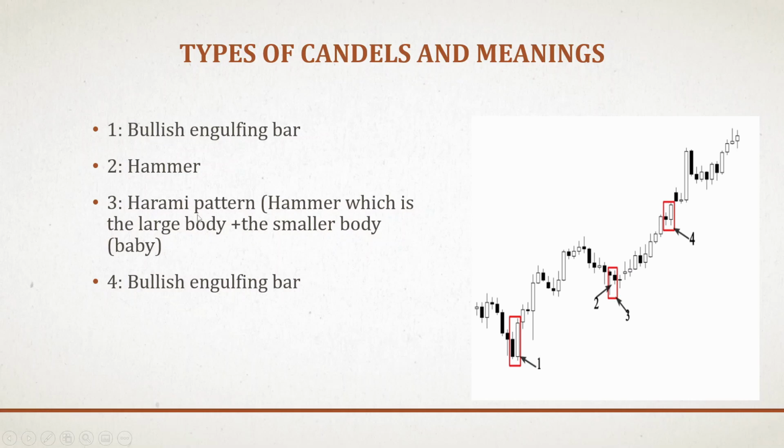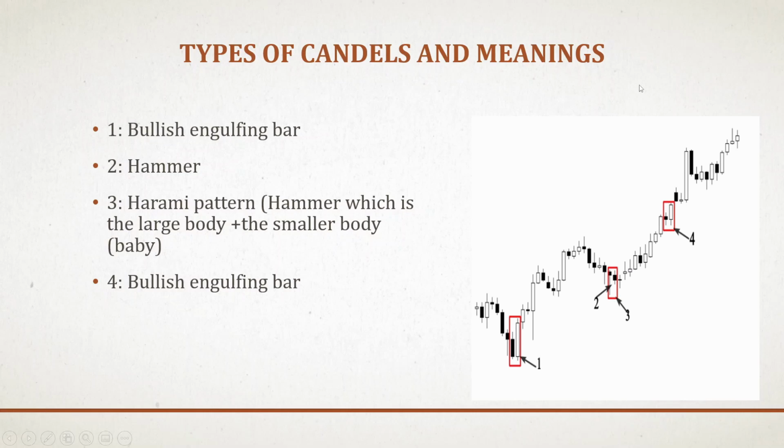Also the second one and the third one together, we have a harami pattern. A hammer, which is a larger body, and the smaller body is the baby. So we have a small and large body together, and that means a harami, that it goes in the other direction again. A bullish engulfing bar is number four. So we have a small body and a big body again, and it eats it up, and that means the market will continue going in the same direction.